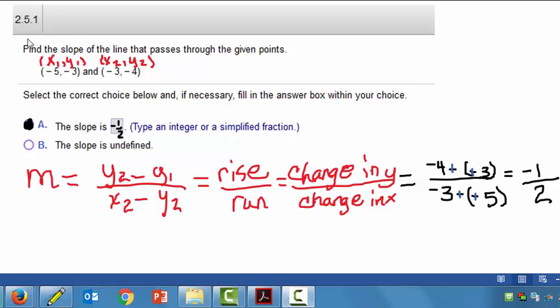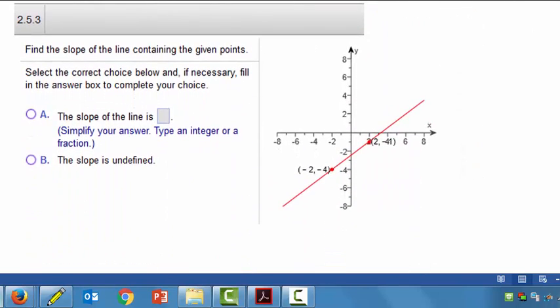Okay, so this is how you would work exercise 1 in section 2.5. Now let's look at exercise 3 from section 2.5. I want to find the slope of the line containing the given points. And I want to point out that I don't know what the confusion is here with how this printed out, but this point is the point 3, 0.